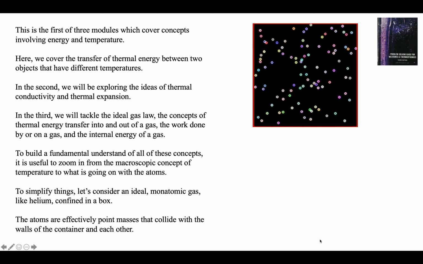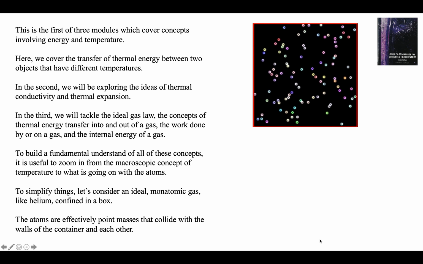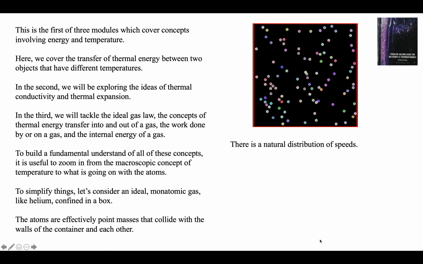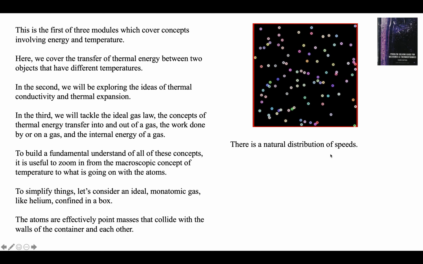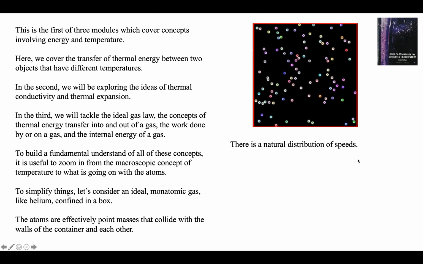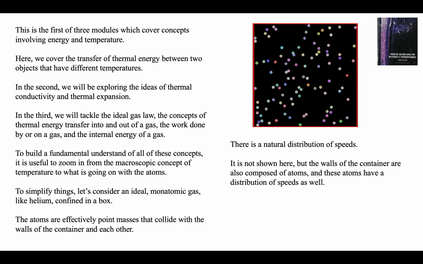As you can see, the atoms are effectively point masses. They collide with each other and the walls of the container. There's a distribution of speeds. You can see some are moving fast, some are moving slow. This is natural. It's called the Maxwellian speed distribution.